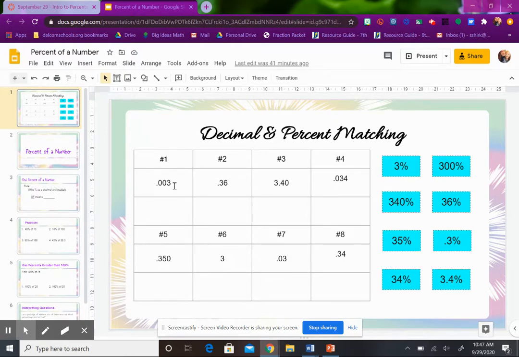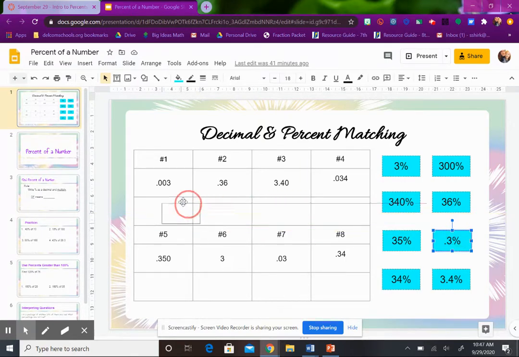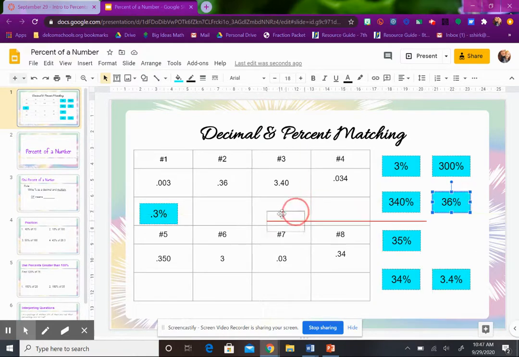I like to start with decimals and move to a percentage. When you're changing a decimal to a percent, you look at the decimal point and move it 2 places to the right. So this would be 0.3%. You're going to take that box and drag it over. 0.36, you move 2 places to the right, and that is 36%.